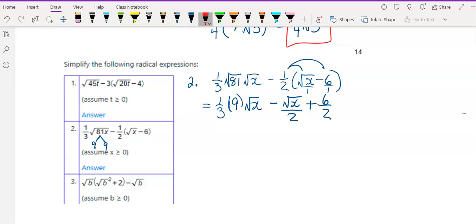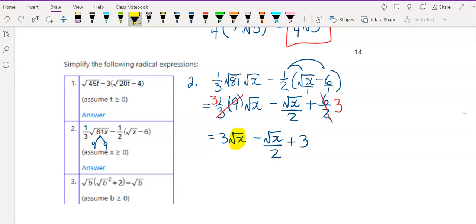Okay, let's write on this question. Just take that to a 3 right away. Save us writing a line. And then let's cancel this. What's 9 divided by 3, you guys? That's just a big 3. So let's turn this into a 3 root x minus a root x over 2 plus 3.